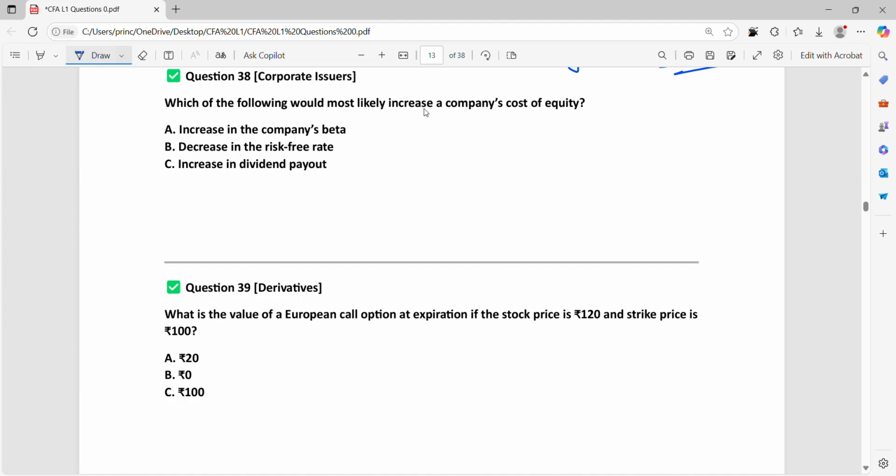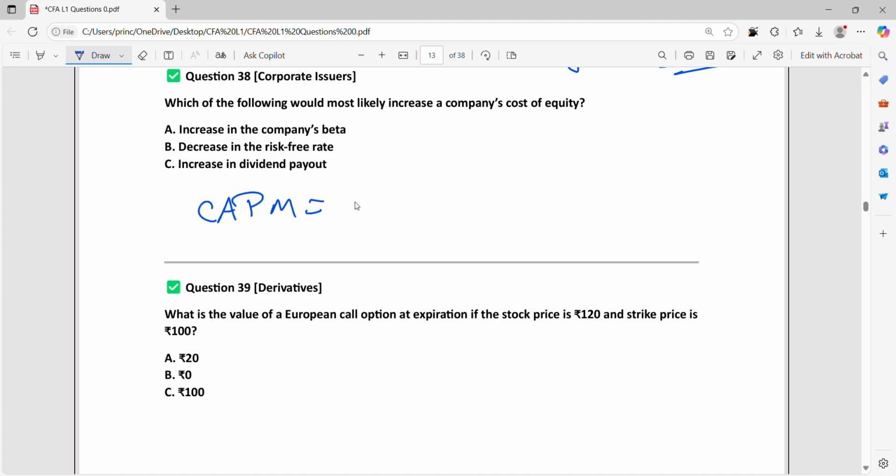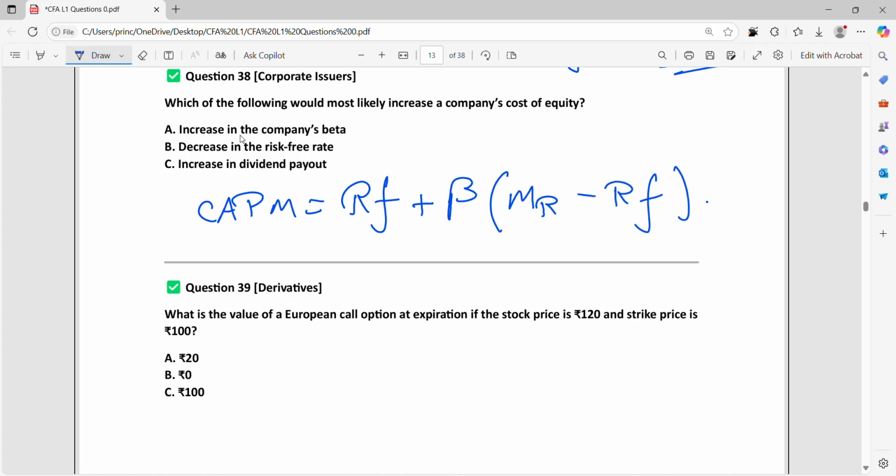Which of the following could most likely increase the company's cost of equity? So the CAPM formula stands for risk free plus beta into market return minus risk free. So increase the company beta. Yes, if you increase the company beta, you are going to increase the CAPM. Decrease the risk free: if you decrease the risk free, you simply decrease the CAPM, not increase. Increase the dividend: there is no need of dividend right now. So the correct option is A.